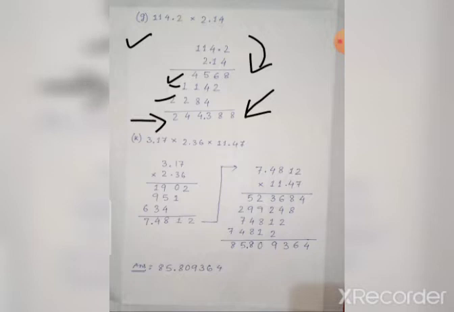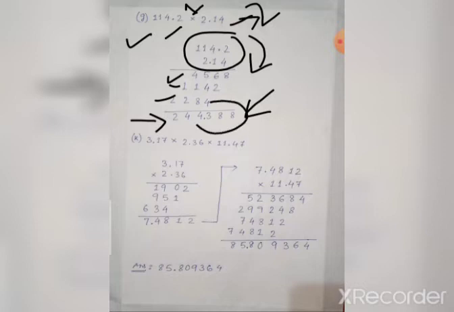By multiplying these two numbers we get the answer 244388. Now you have to put the decimal. After how many numbers will we put the decimal? You count the total decimal places. In this one, how many decimals? 2 decimals. In this one? 1 decimal. The total is 3. So we have to put the decimal after 3 numbers, so the answer will be 244.388.